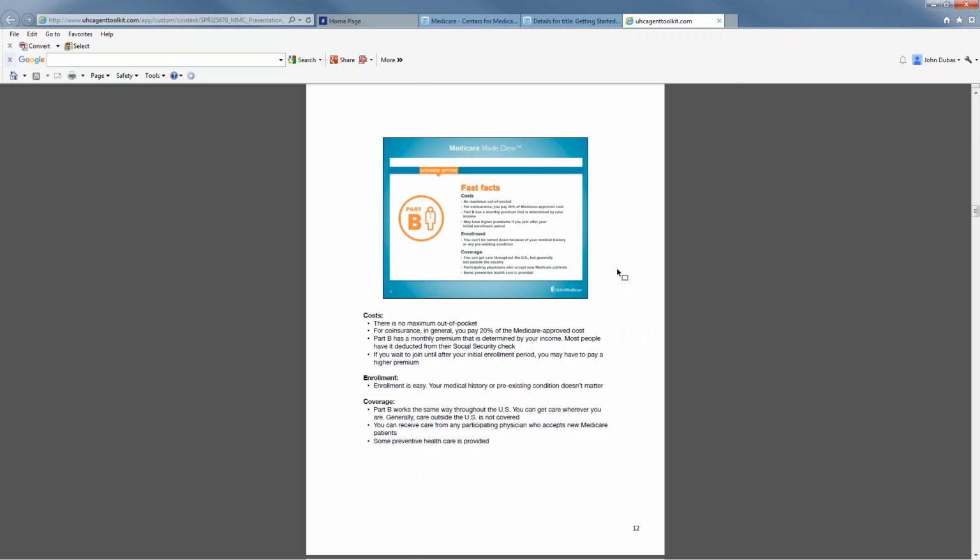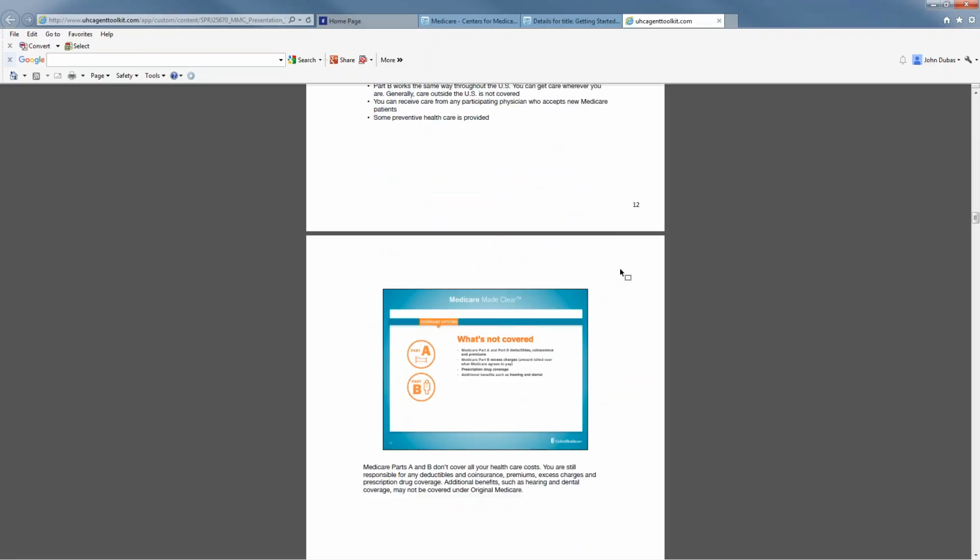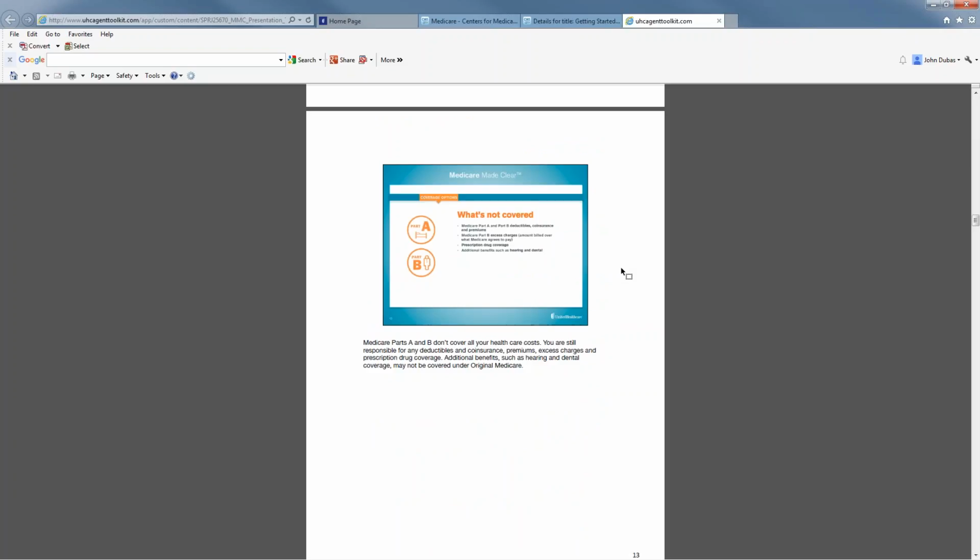The coverage itself works pretty much the same throughout the United States. You can get care wherever you are. Generally, care outside the United States is not covered. Some exceptions, Canada and Mexico. If you get outside the 6-mile limit, if you're on a cruise, you've got some challenges. You need travel insurance or additional coverage someplace else. You can receive care from any participating physician who accepts new Medicare patients, and some preventative health care in this coverage is allowed as well and covered.